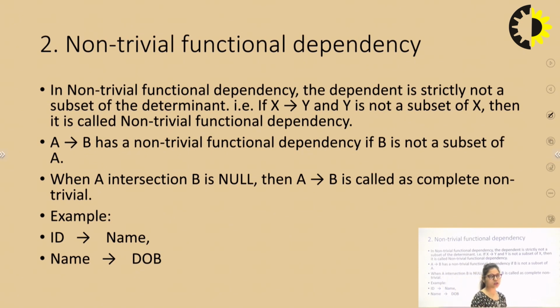The next is non-trivial functional dependency. In non-trivial functional dependency, the dependency is strictly not a subset of the determinant. In the previous trivial functional dependency, basically the attribute is already the subset of the determinant. But in non-trivial functional dependency, the dependent is not a subset of the determinant. That is, X determines Y where Y is not a subset of X. Then it is called as non-trivial functional dependencies. A determines B is a non-trivial functional dependency if B is not a subset of A. When A intersection B is null, then A determines B is called as a complete non-trivial functional dependency. Example is ID determines name and name determines date of birth.